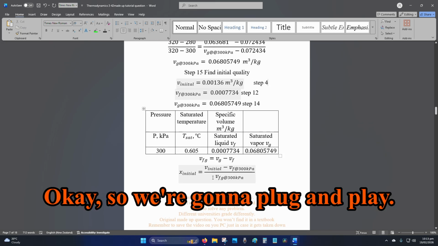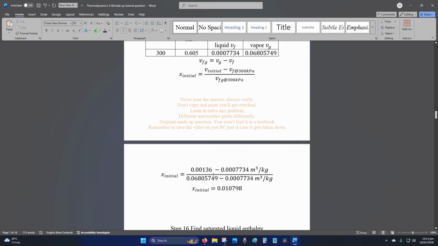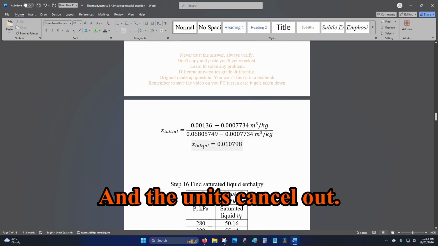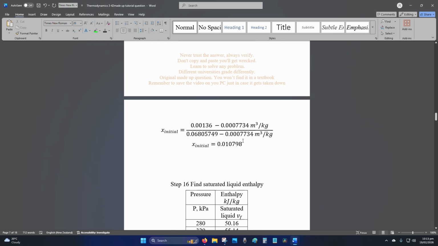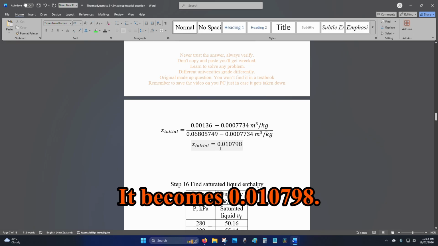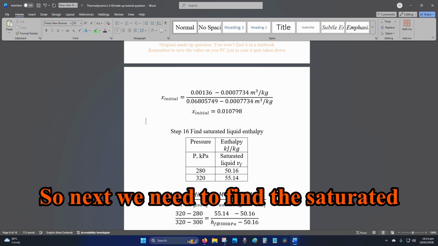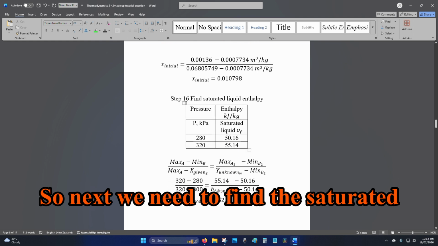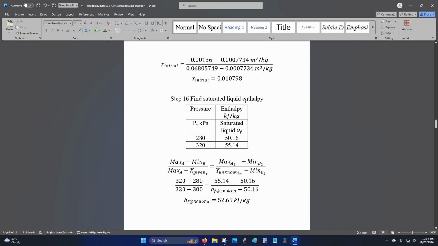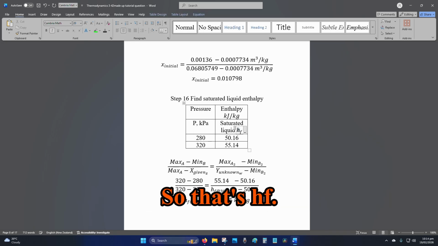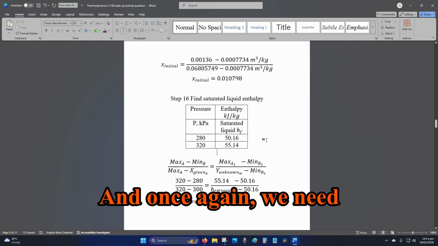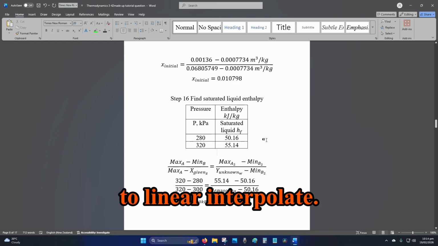Okay, so we're going to plug and play. And the units cancel out, so it's unitless. It becomes 0.010798. Alright, so next we need to find the saturated liquid enthalpy, HF. So that's HF. And once again, we need to linear interpolate.